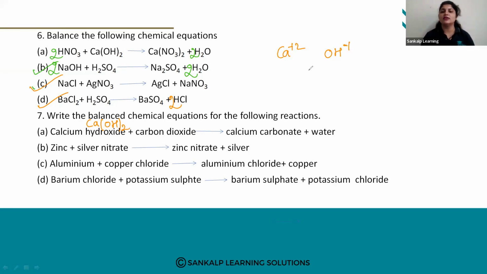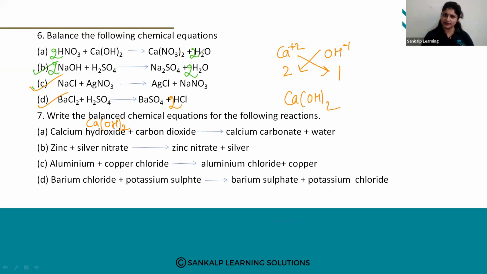Whenever you have unequal charges, the charges are not the same, plus 2 and minus 1, both are different. One is plus 2, another is minus 1. So I'll write the charge below. So this will be 2, this will be 1. What I'll do is crisscross. What will I get? Ca(OH)2. Understood? So like this I'll write calcium hydroxide.